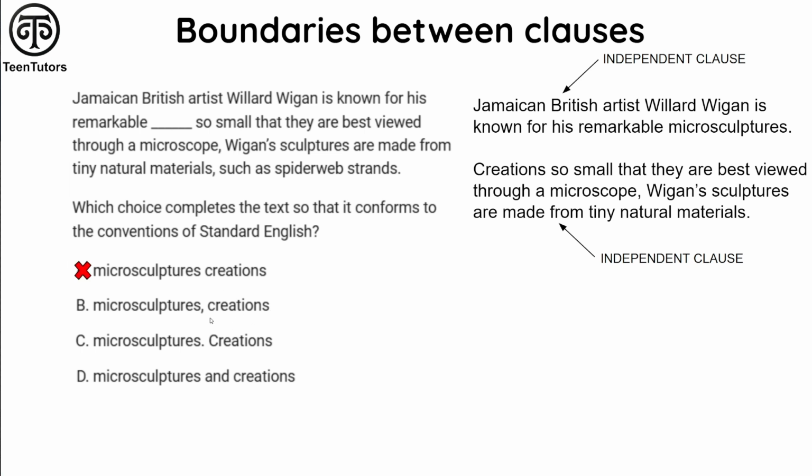Same with answer B. While we do have a comma, it's not met with a fanboys, right? We need a comma, fanboys to separate two independent clauses. So that's also wrong. Now, answer choice C, that has a period. That works. But just to make sure, answer choice D is incorrect because while it does have a fanboys with the word and, it doesn't have a comma, right? So answer choice D is wrong. And therefore, the only answer choice that's left is answer choice C.